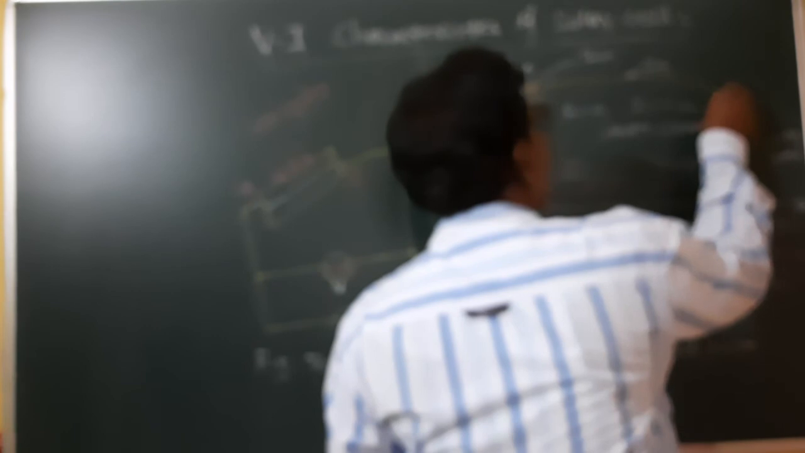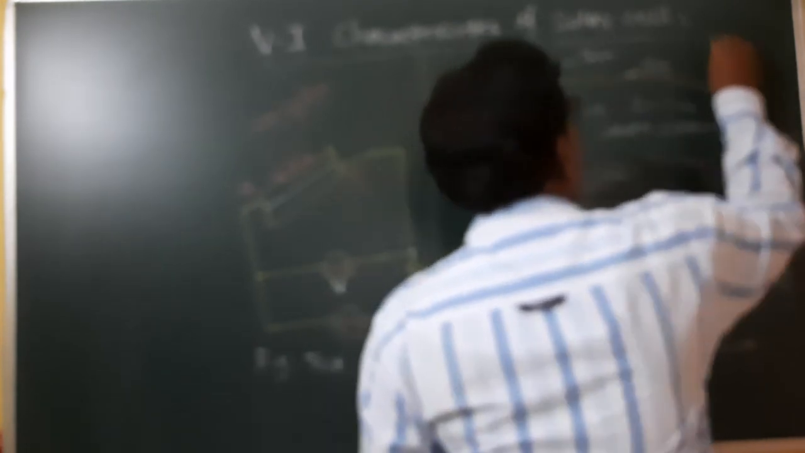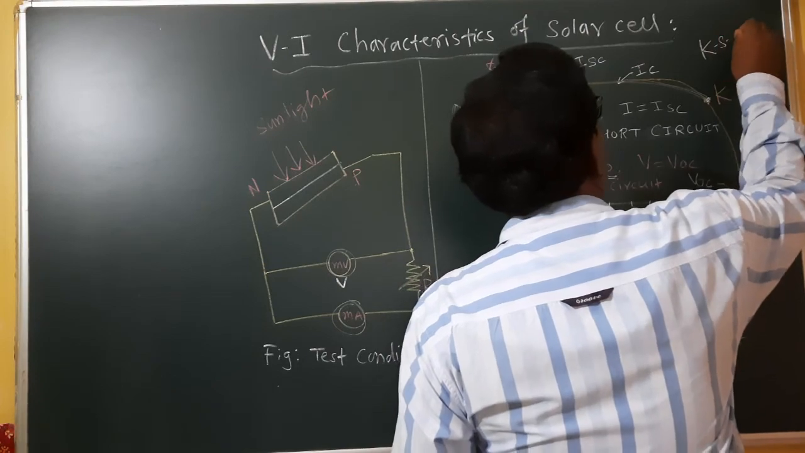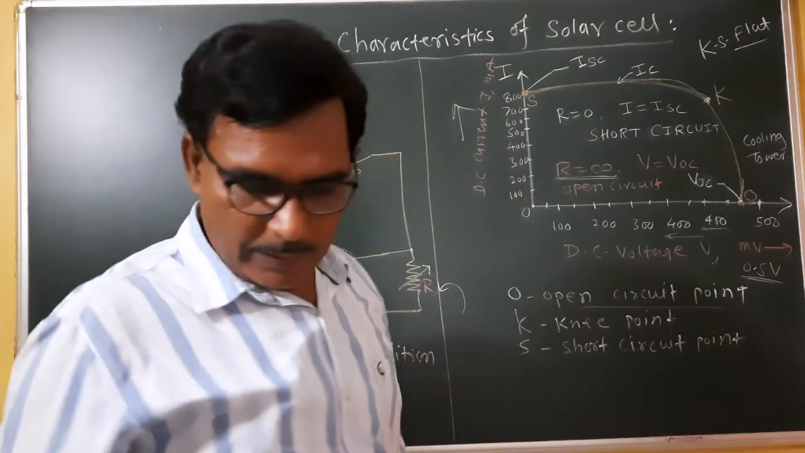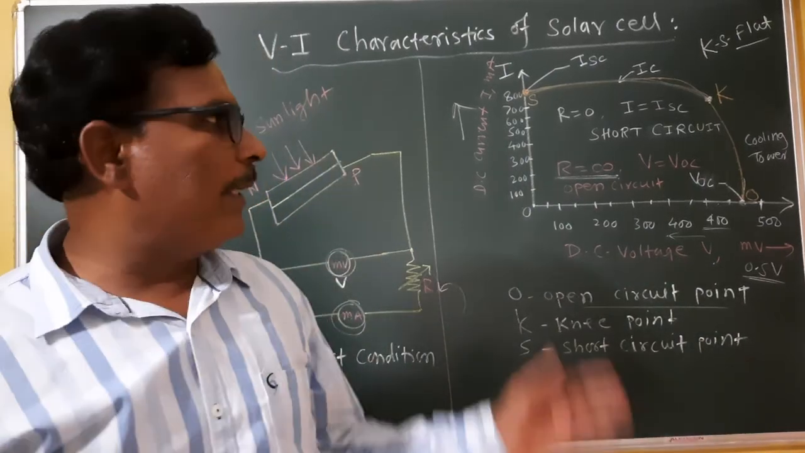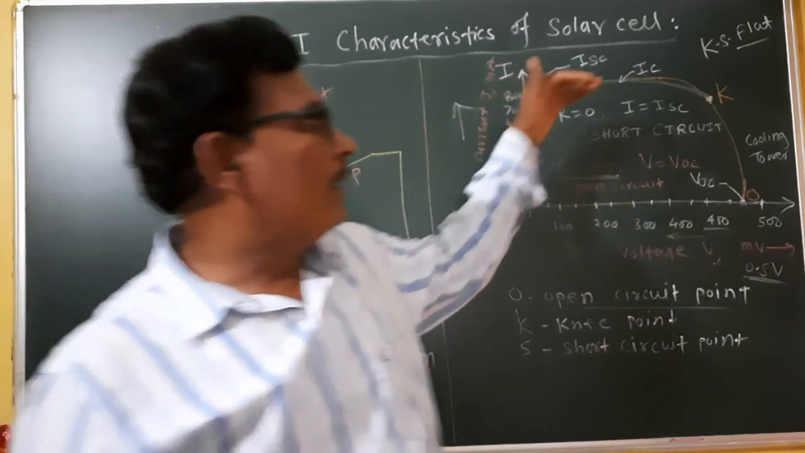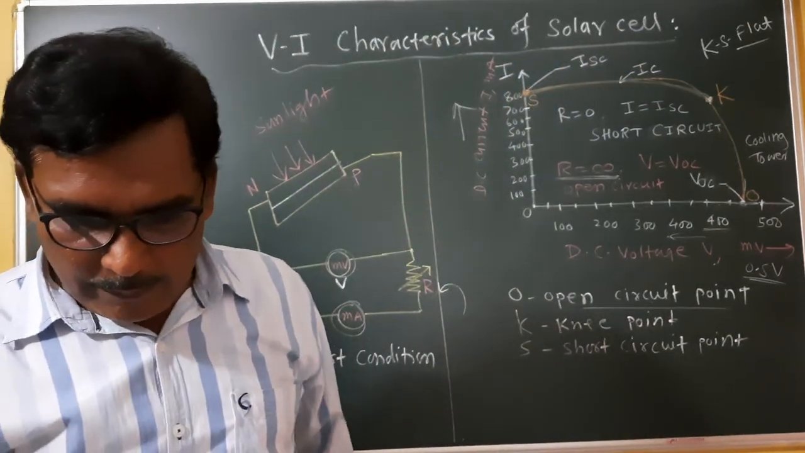And here, this portion is what? Flat. The KS portion is flat. We have to observe the smooth characteristics here, and the point K is called the knee point. Just like our knee bends, the curve appears bent, so this point is called a knee point.